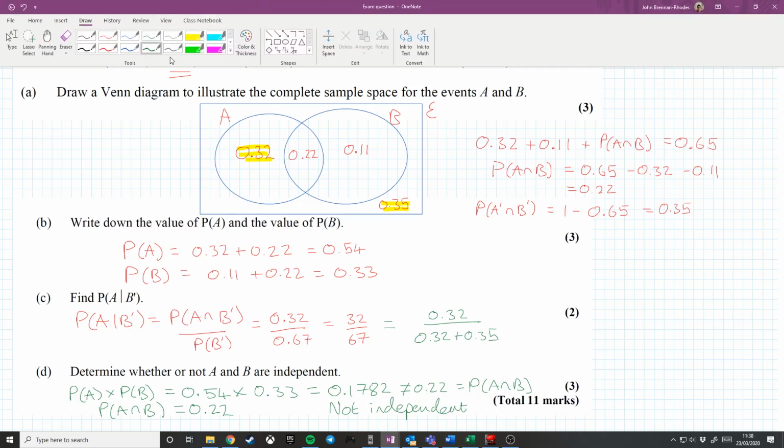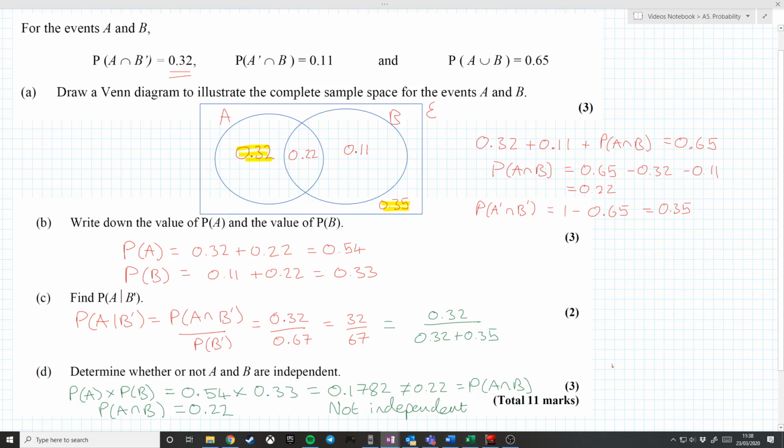So note at this point, if I had this information already, I could have also shown that the probability of B given A is not equal to the probability of B. So these are other options in part D. Or I could have also shown that the probability of A given B is not equal to the probability of A. So that would be another option. And that is that exam question.